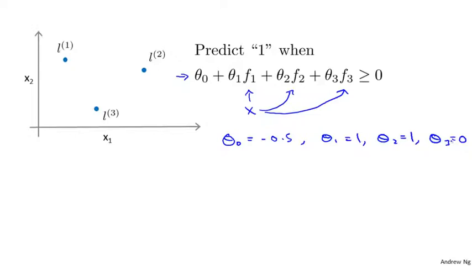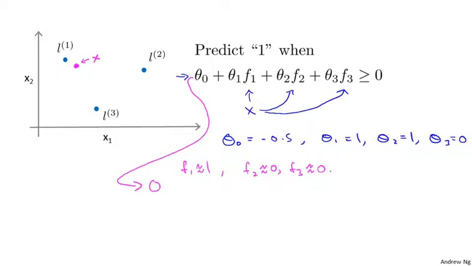And what I want to do is consider what happens if we have a training example that has a location at this magenta dot, where I just drew this dot over here. So let's say I have a training example X. What will my hypothesis predict? Well, if I look at this formula, because my training example X is close to L1, we have that f1 is going to be close to 1. But because my training example X is far from L2 and L3, f2 will be close to 0, and f3 will be close to 0.